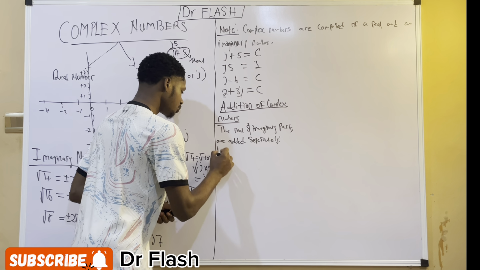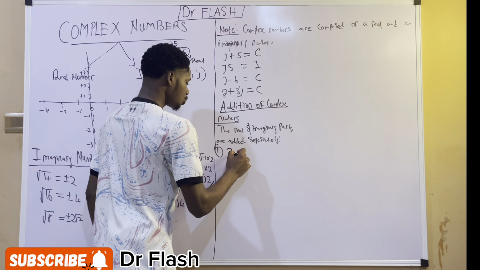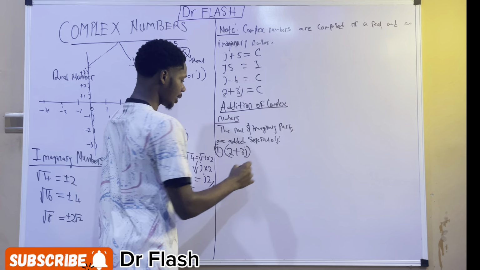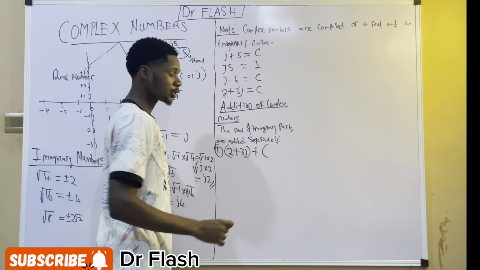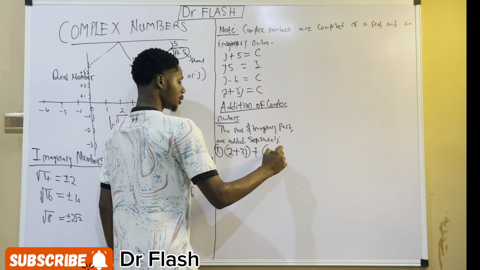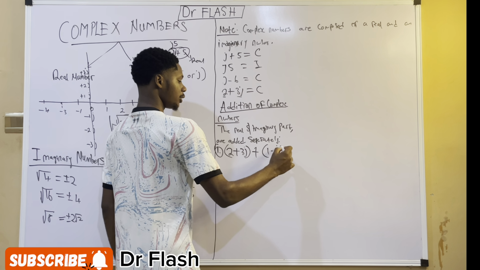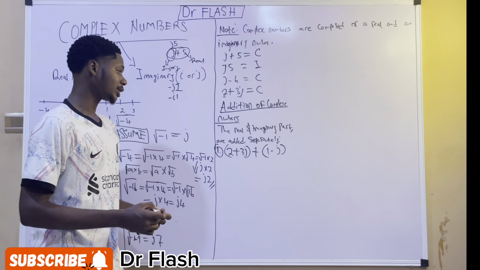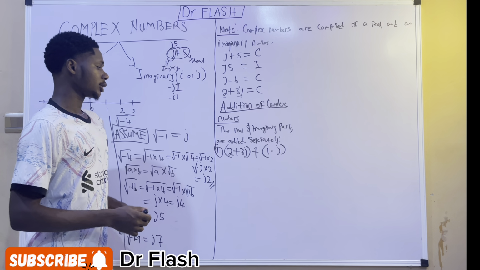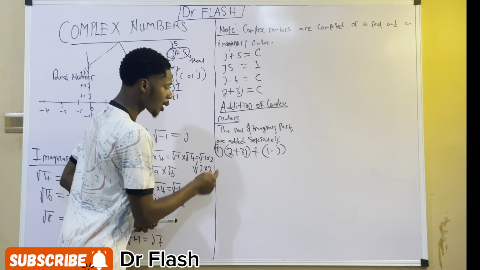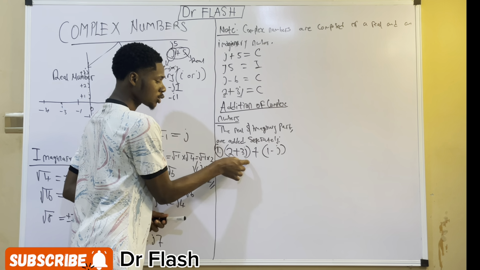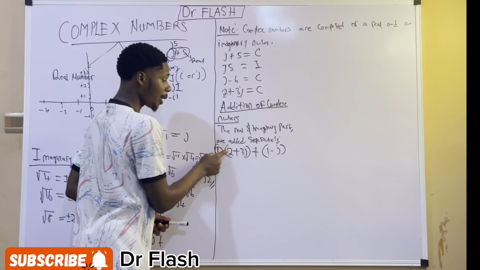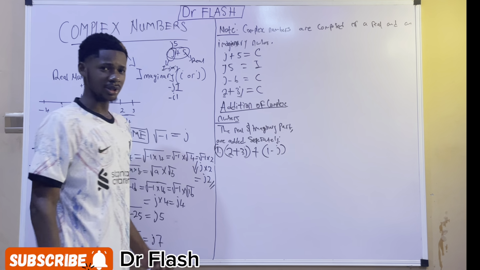Let's say we are having a question giving us 2 plus 3j. This is one complex number and it is being added to another complex number which is 1 minus j, for example. This is a complex number, this is another complex number, and we're summing both of them up, which is addition of complex numbers. Now to do that, we are going to add the real part. This is the real part, this is the imaginary part. This is the real part, this is the imaginary part. So we are going to add the real part separately and add the imaginary part separately. It's as easy as that.